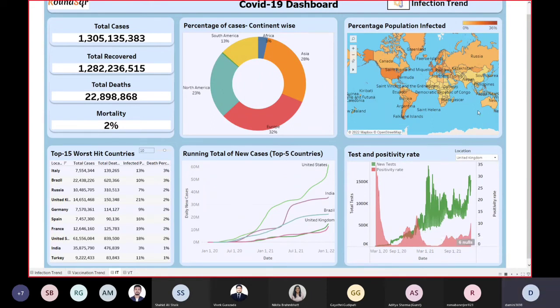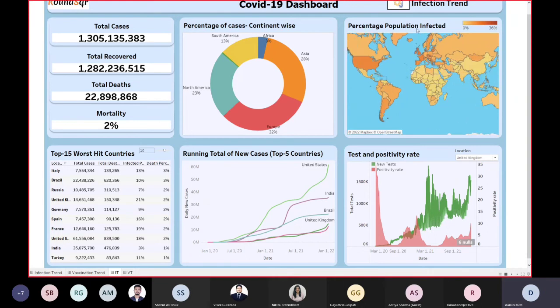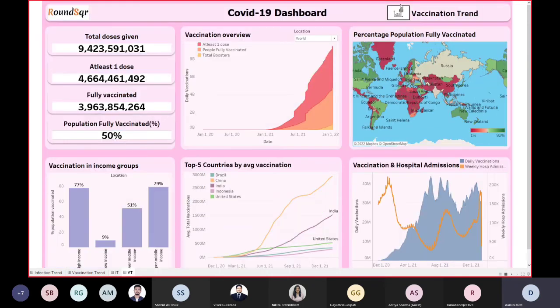Now, this is all for the infection page. I would like to go to the vaccination trend. Here's a navigation button. We can go back and forth between each dashboard as much as you want to. Similar to the previous dashboard, again, we have 4 aggregate numbers present here that show the total number of doses given, what population got 1 dose, and fully vaccinated. So till 10th January 2022, around 50% of the population were fully vaccinated.